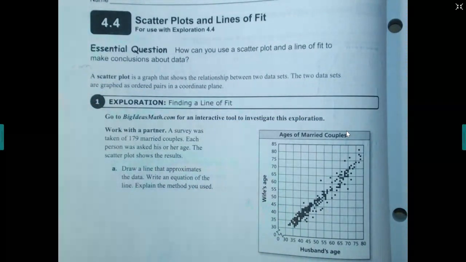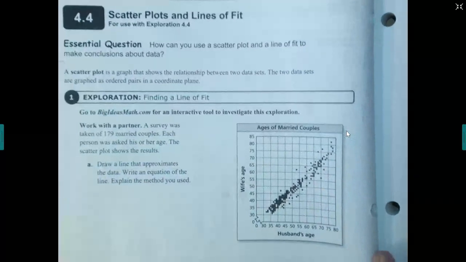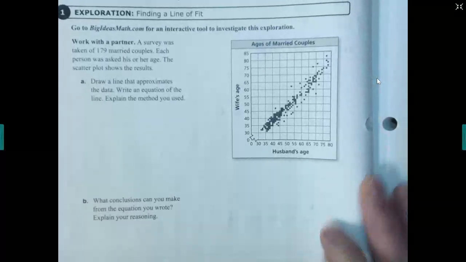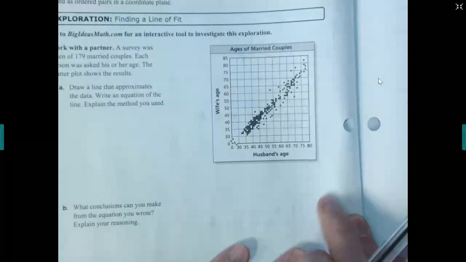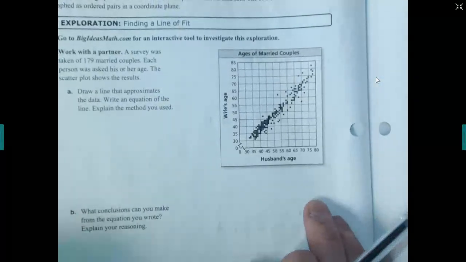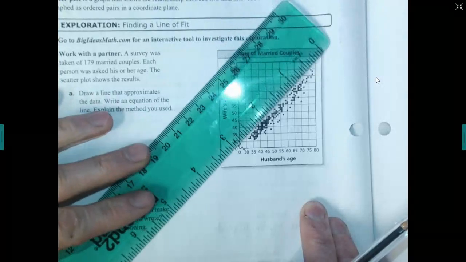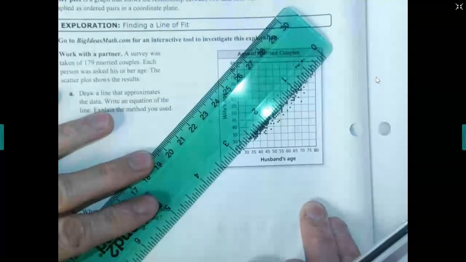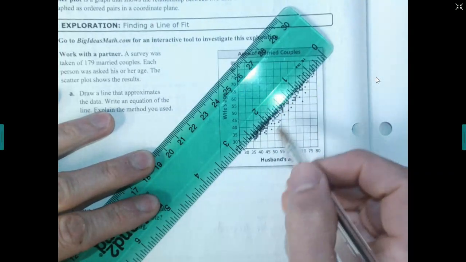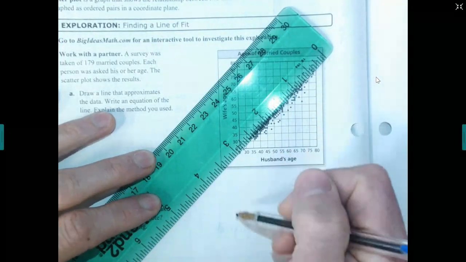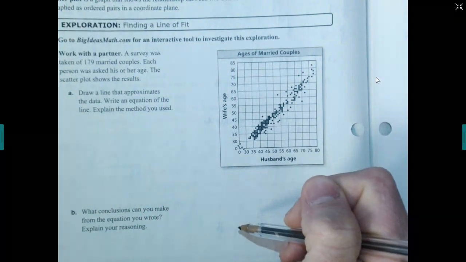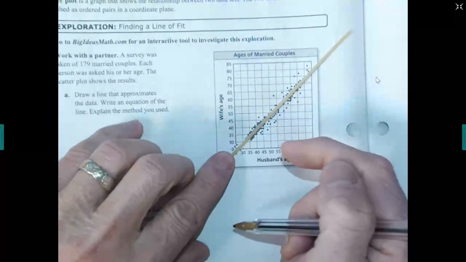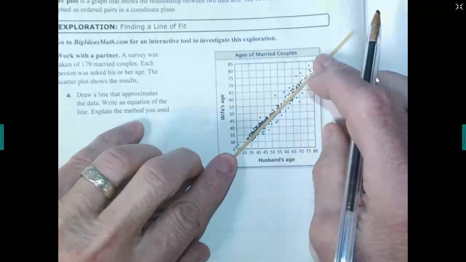And on we go. So the first thing you want to do when you're looking at a scatter plot is you want to find a line of best fit. What a line of best fit does is a line of best fit has about equal number of points above and below the line. So that's why a clear ruler will help you. A piece of spaghetti will help because you can see above and below the line.